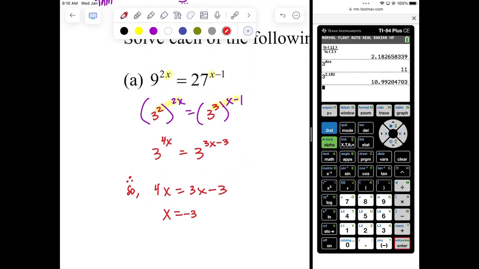Very, very easy once you get the bases the same. You equate the exponents, and you've made the problem much easier. In this case, we took it from exponential to linear. All right, comments or questions on that one? But easy, right? Nothing to it.